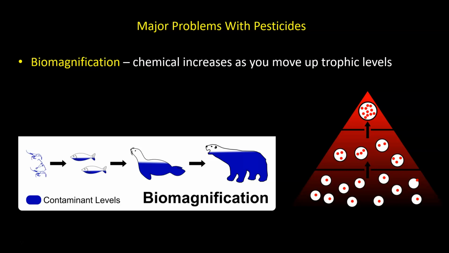Biomagnification occurs when a chemical increases as you move up trophic levels. For instance, if mercury is present in an ecosystem, organisms at the bottom of the food chain may have small amounts of it present in their system. When they are eaten by organisms at higher trophic levels, the mercury present in their systems is incorporated into the organisms higher on the food chain. In this way, the mercury is present in greater and greater amounts in species higher on the food chain.